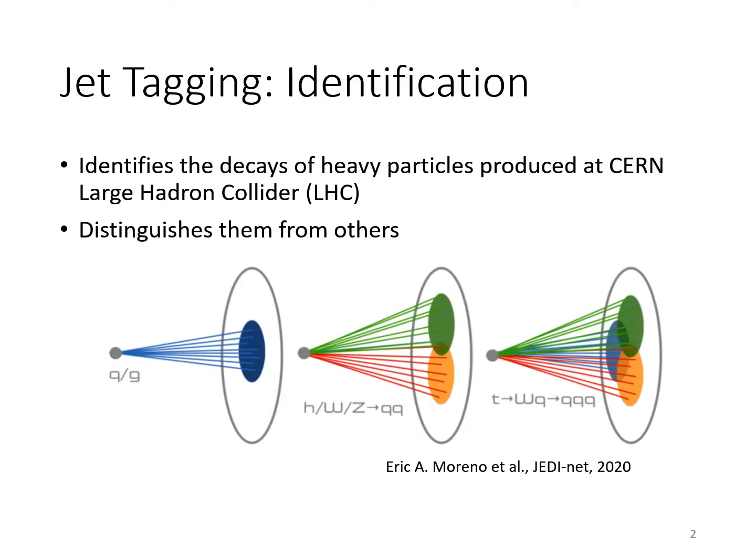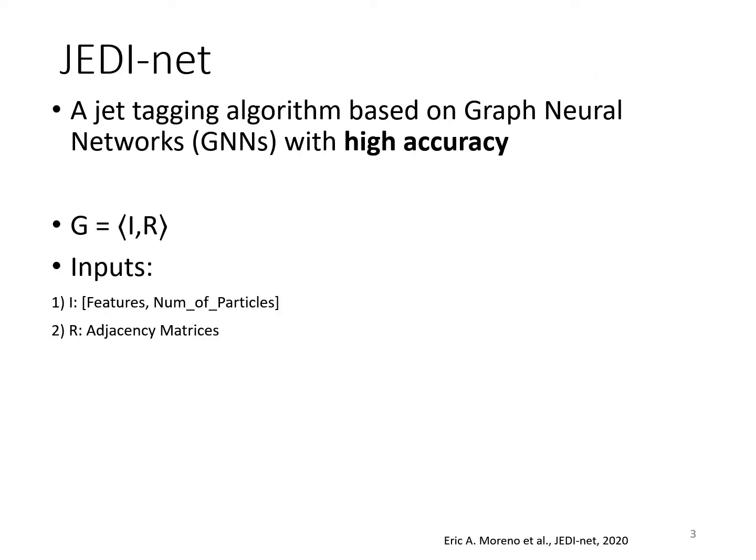Jet tagging or jet identification is an important but challenging problem at the CERN Large Hadron Collider, or LHC. It identifies the decays of heavy particles produced at the LHC and distinguishes them from others. More can be found from this reference.